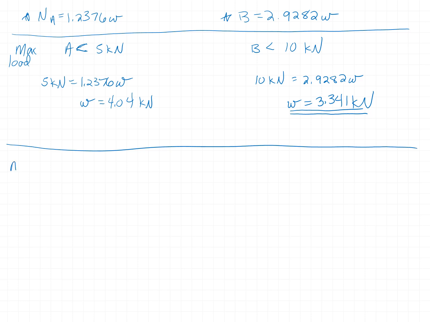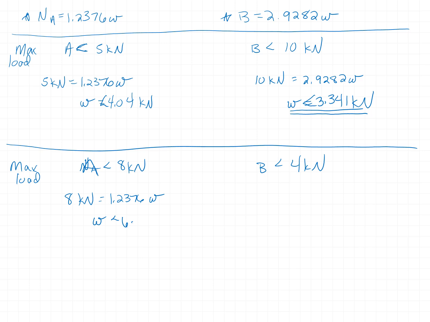In the case where we have a max load of NA, or A, sorry, has to be less than 8 kilonewtons, and B has to be less than 4 kilonewtons, we do the same thing. 8 kilonewtons equals 1.2376 W. W needs to be less than 6.464 kilonewtons, and over here 4 kilonewtons less than or equal to, doesn't really matter right now, 2.982 W, and then W has to be less than 1.336 kilonewtons. Again, that's our limiting factor in this case.